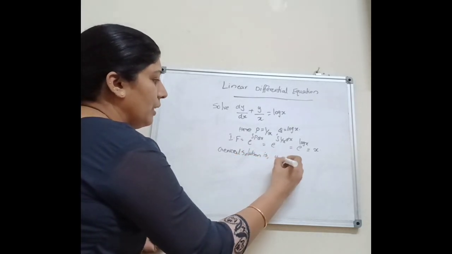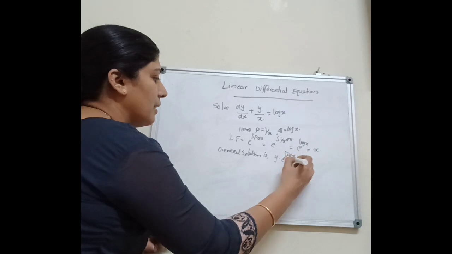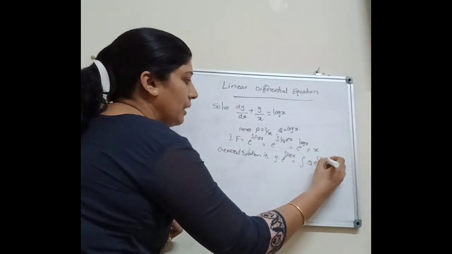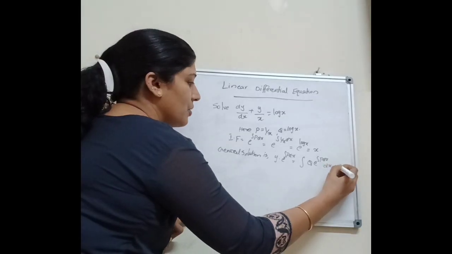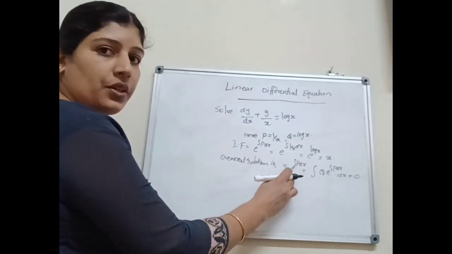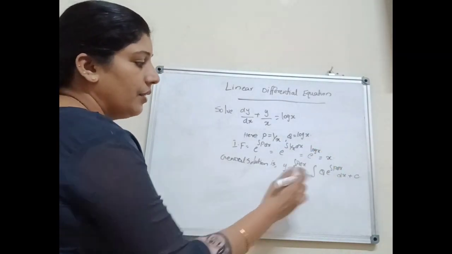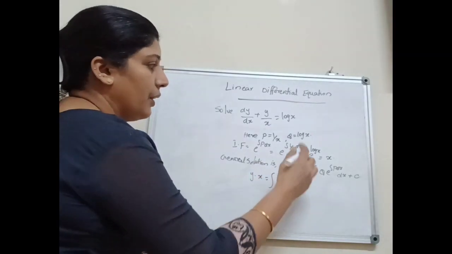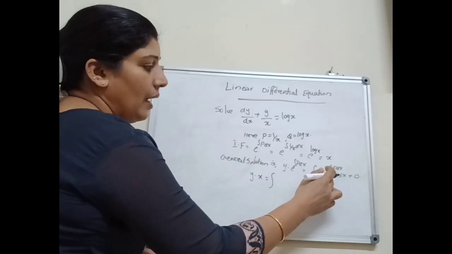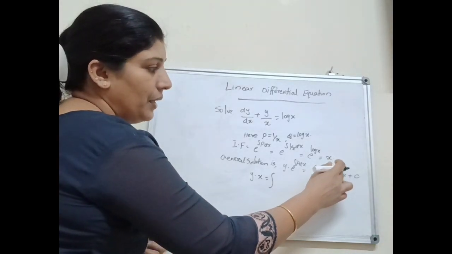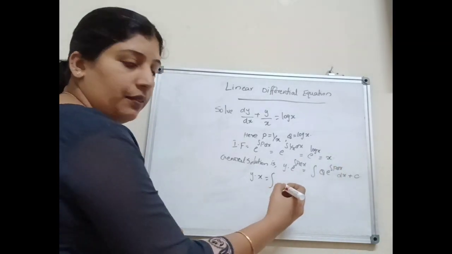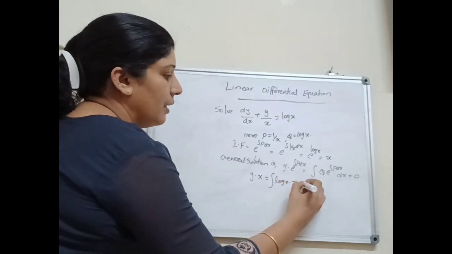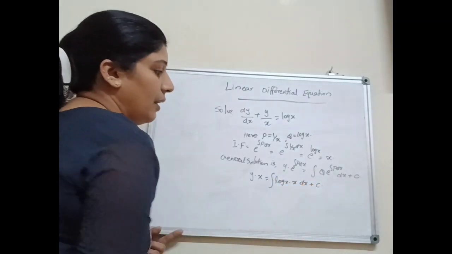y into e raised to integral p dx equal to integral q e raised to integral p dx plus c. Here e raised to integral p dx is x, that is y into x equal to integral, here q is log x and e raised to integral p dx is x. Therefore, it will be taken as integral log x into x dx plus c.